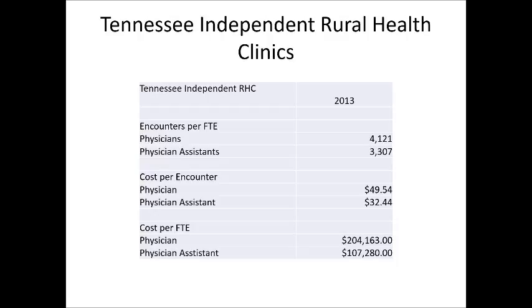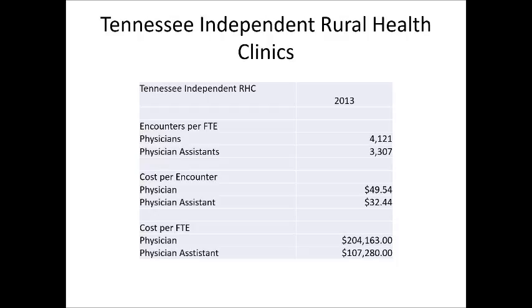In the independent RHC space, we're seeing an even greater differential here. What you'll see is that the PAs are seeing more patients from a productivity standpoint in the independent RHCs in Tennessee. It seems as though the independent RHCs have figured out how to better maximize the value of the PA in that RHC relative to what the hospitals are doing. Now, I don't know why that is, but I think there are some lessons to be learned from the independent RHC space in Tennessee for the hospitals who would potentially be interested in starting rural health clinics.